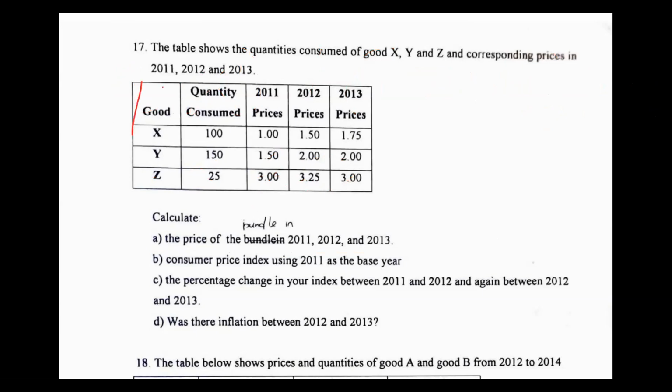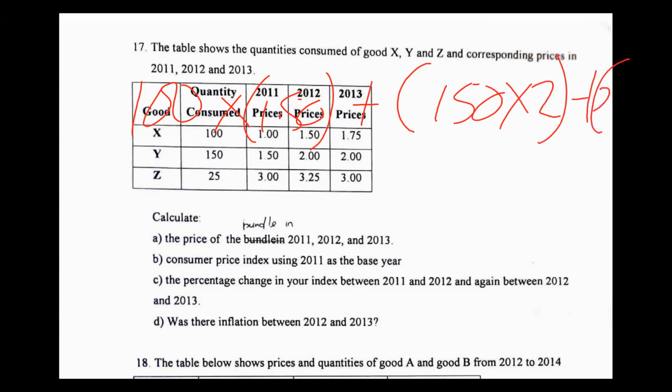So for 2012, again, it will be 100 times, now the prices for 2012, which is 1.50 plus 4x, the good will be 150 of Y times 2 plus the other one would be 25 times 3.25. And what do you get as the nominal GDP as well? I'm getting 481.25.